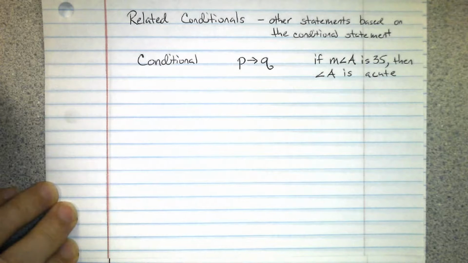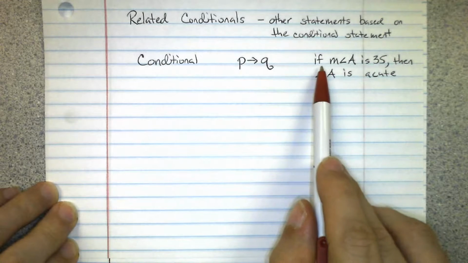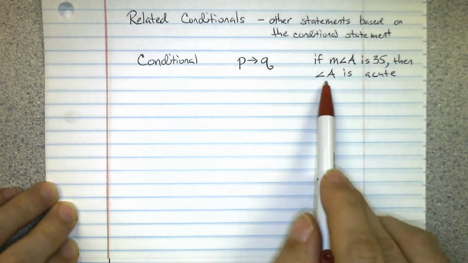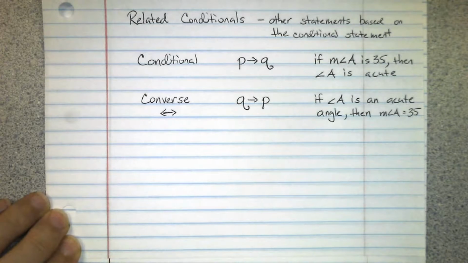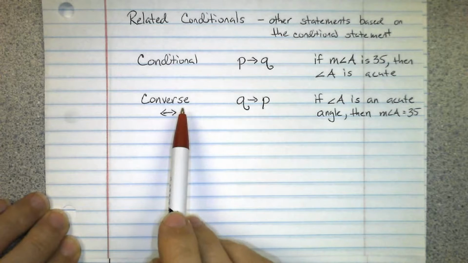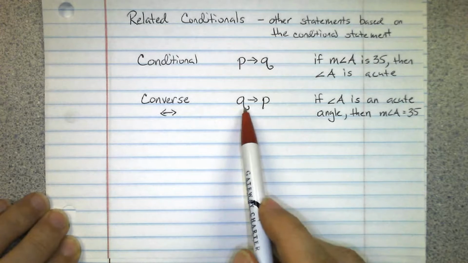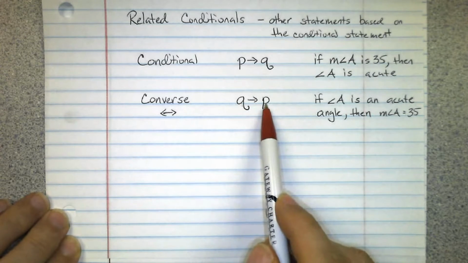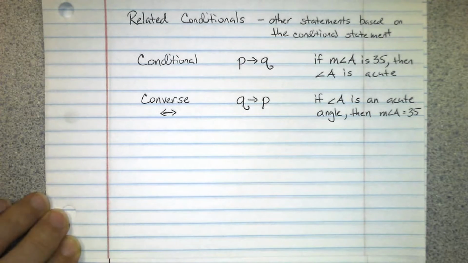Okay, now we're going to take a look at related conditionals. These are statements that are based on the conditional statement. So we're going to start out with the conditional statement here. If P, then Q. So, for example, if the measure of angle A is 35, then angle A is acute, which we know is true. The first one we're going to talk about is the converse. The converse is basically where we take the conditional, the if, then, and just reverse them. We just flip-flop them. If Q, then P. So if angle A is an acute angle, then the measure of angle A is 35. That's the converse, when you just flip it around.